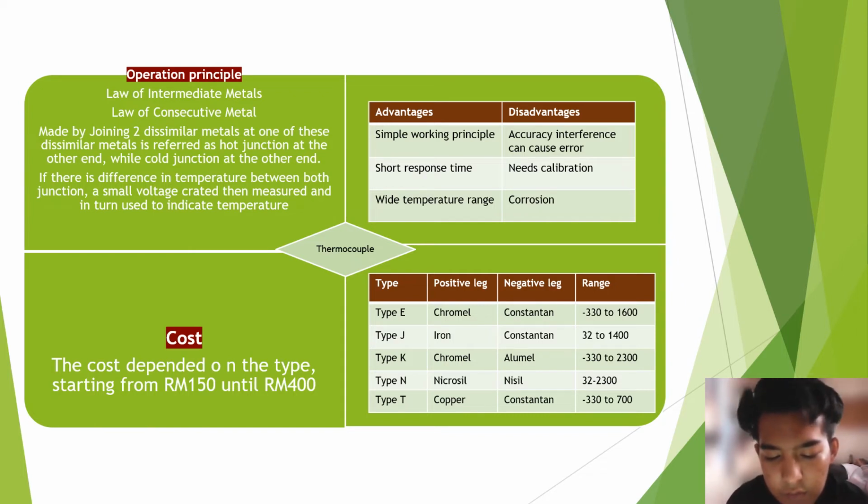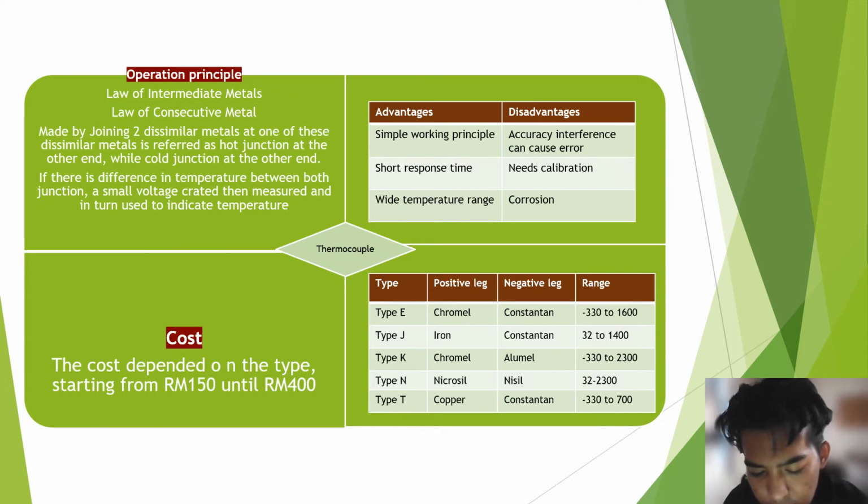The advantages of using thermocouples are a simple working principle, short response time, and wide temperature range. The disadvantages are that accuracy interference can cause error, it needs calibration, and it can cause corrosion. The range of application also depends on the type.